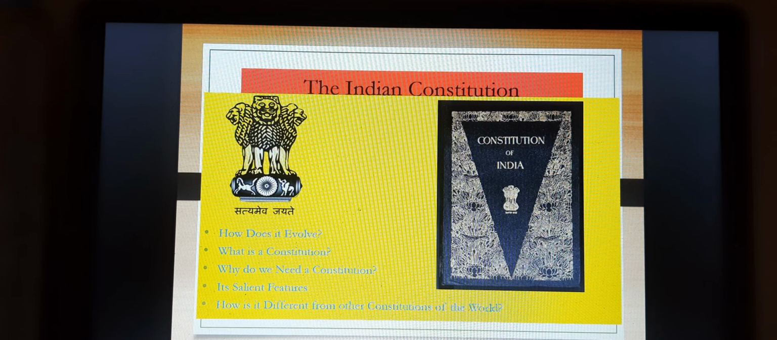And today in this module, the portion we are going to cover is how our Indian Constitution evolved and where it came from. What is a constitution? We simply know that it is a rule book by which any country is governed. Why do we need a constitution? You already got the answer in the definition itself: to govern the country, or to set out the rules for how it will work. What are the salient features of our Indian Constitution, and how is it different from the constitutions of other countries of the world?